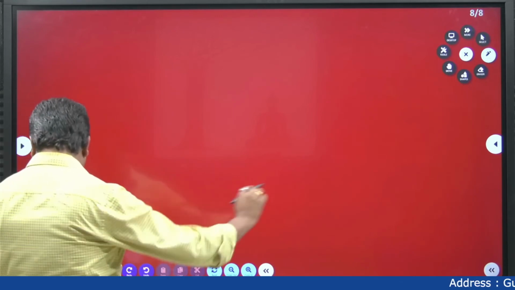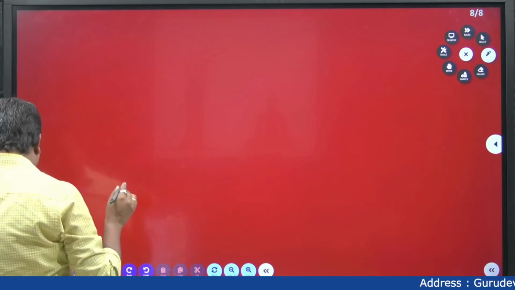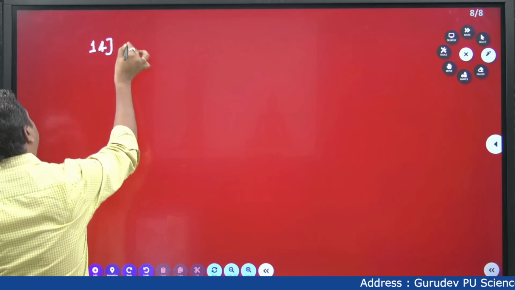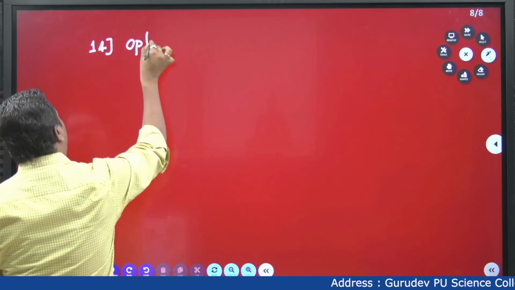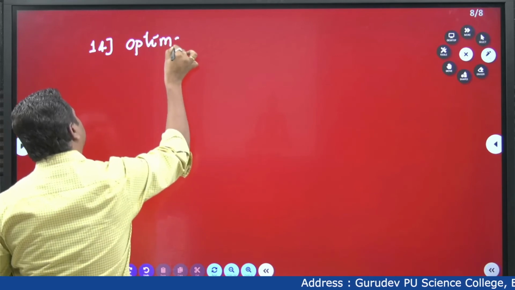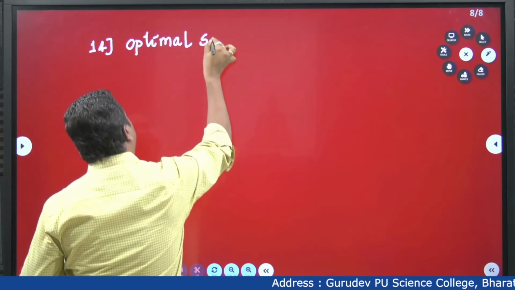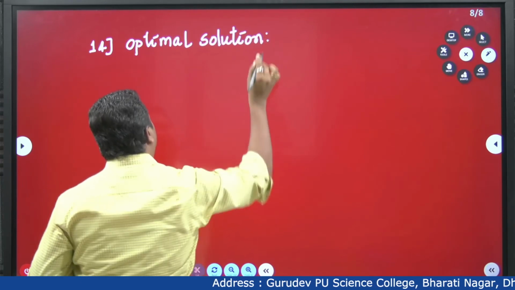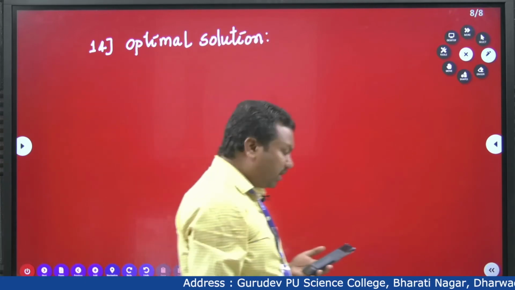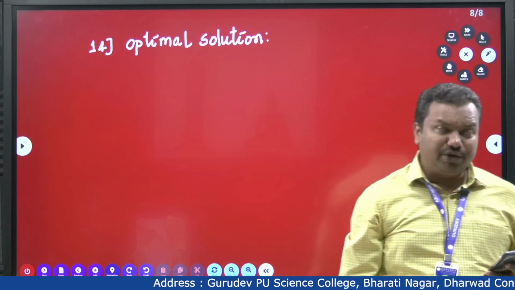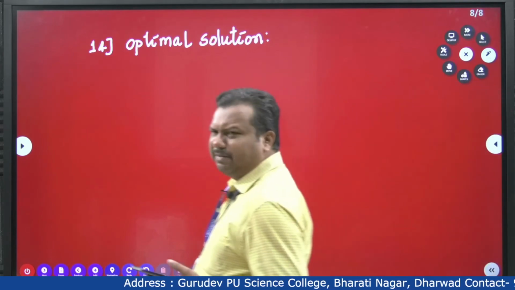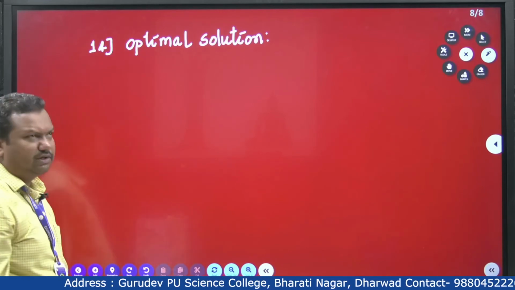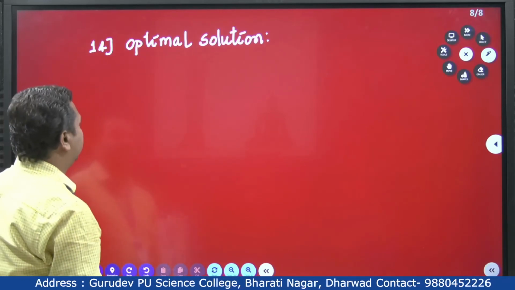The next question is, define optimal solution. The question is from LPP, linear programming problems. So what do you mean by optimal solution? Optimum means what? Which has to be maximized or minimized, a function, right?